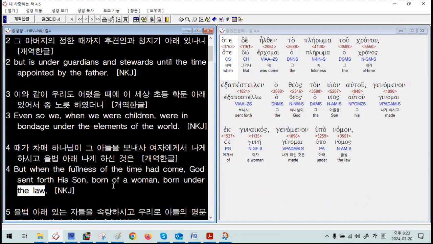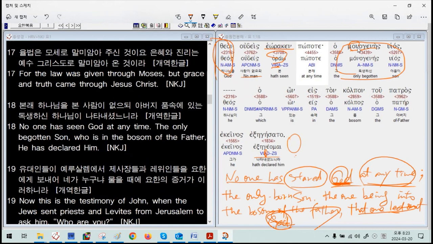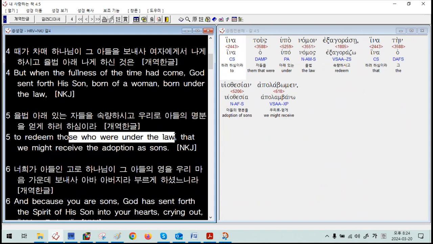The English translates "born," but if you look at the right side, the Greek text is ginomai. Ginomai is a verb meaning "become." I just explained about that. Monogenes, right? Mono. Ginomai, right? Become. So became out of woman, became under Moses' law, to redeem those who are under the law, under the guardians and stewards, under the elements of the world, that we might receive adoption as sons.